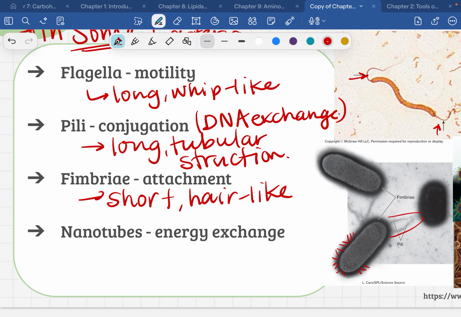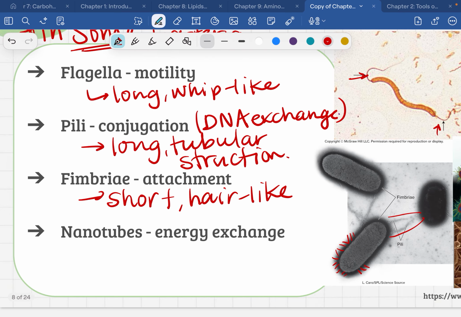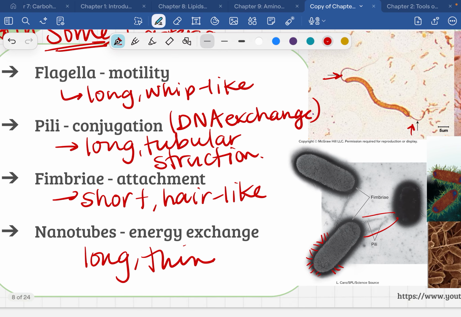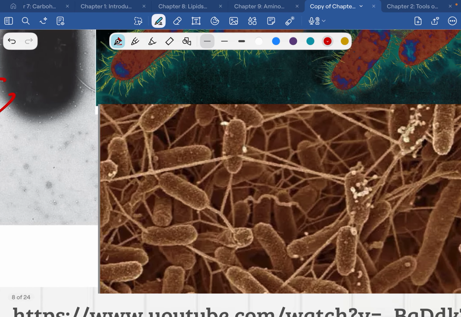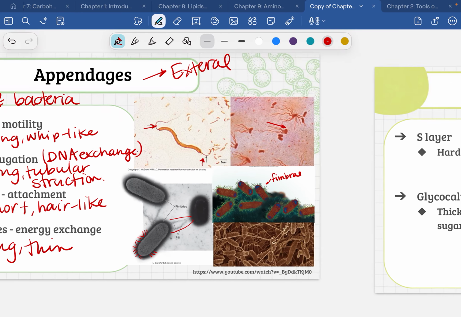And then our last one are called nanotubules. And again, these are long, fin-like things that are used for energy exchange. So similar to pili and conjugation, nanotubes are used so bacteria can exchange energy. So they can lend energy to each other. And this is a group of bacteria that are attached via nanotubes. You can see all the little tubes going from one bacterial cell to another.